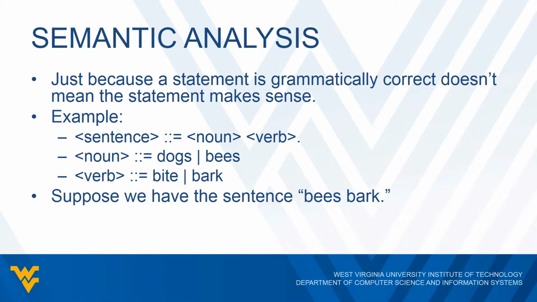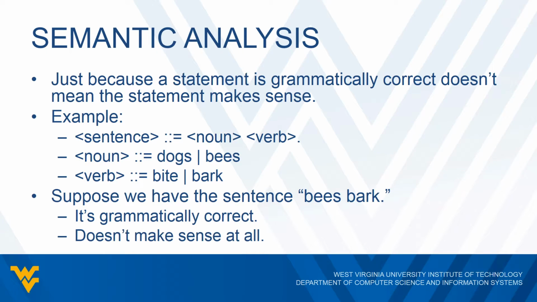Well, if we were to follow the parse tree, bees is a noun and bark is a verb, and then we have a period at the end. So this is grammatically correct just based on the grammar that we have. But when's the last time you've heard of a bee barking? It just doesn't make any sense. I haven't heard about any barking bees. I don't think you have either. So it's grammatically correct, but it just doesn't make any sense.